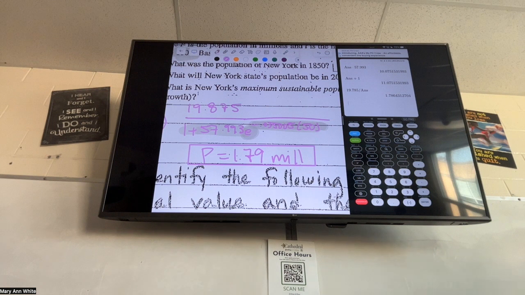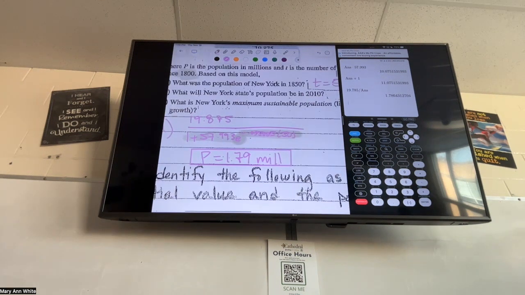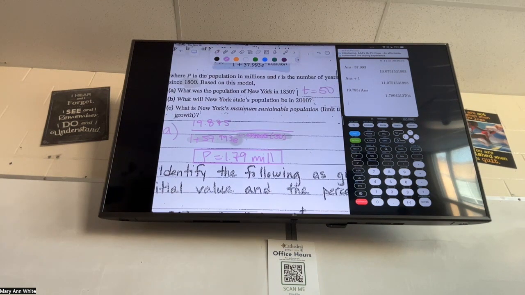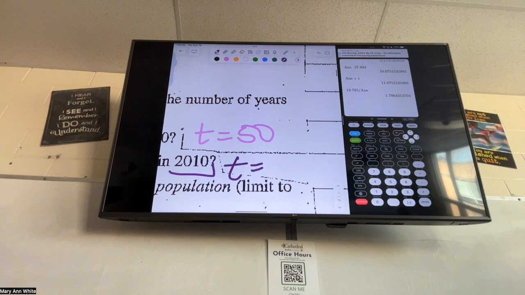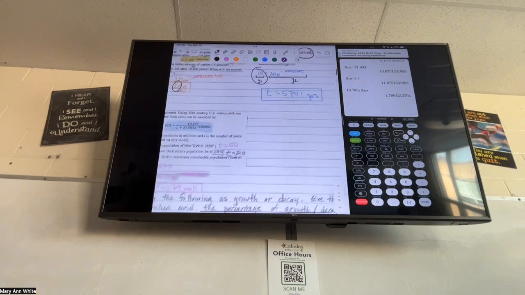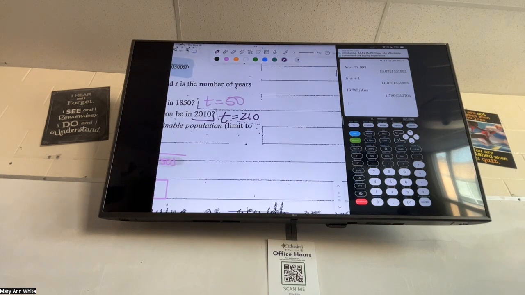So play around, make sure that you get the same answer as I do, whether you can put it all in at once or put it in little pieces like I do. Now, letter B, we're going to jump to that one. It says, what will New York State's population be in 2010? How many years since 1800 is 2010? 210 years. So we're going to plug T equals 210 in. We're going to do the exact same thing, and again, see if you get the same answer that I do.